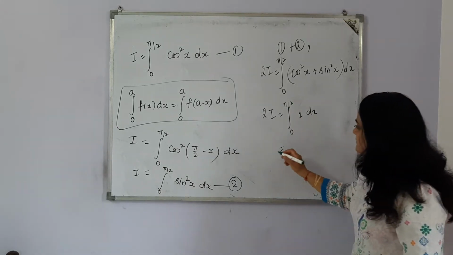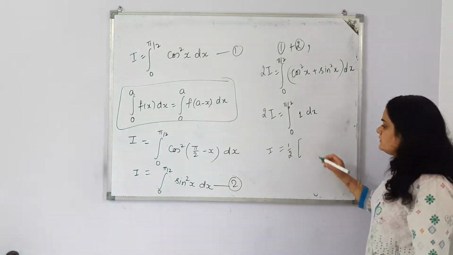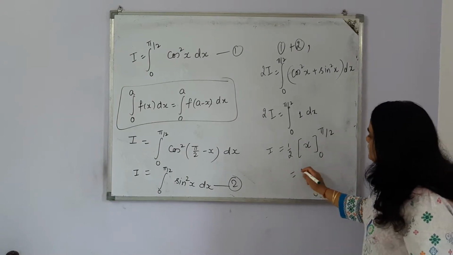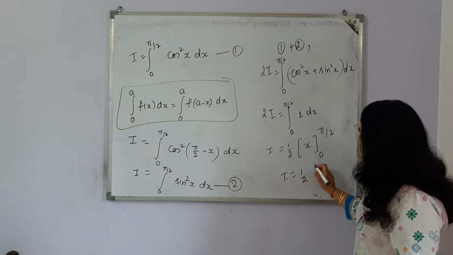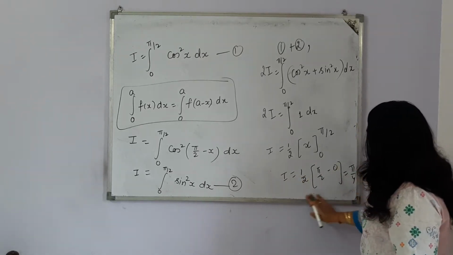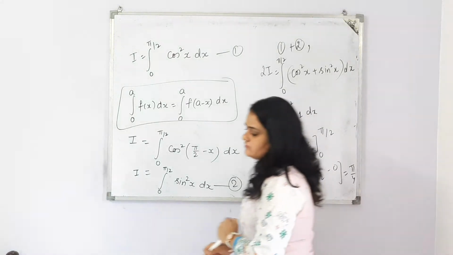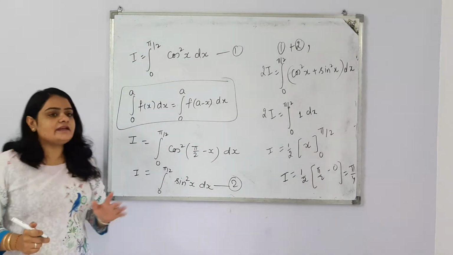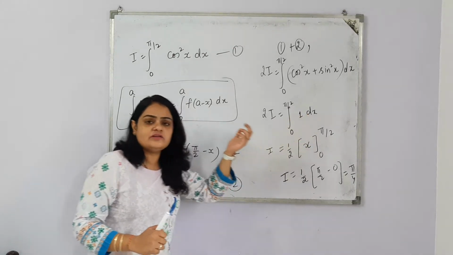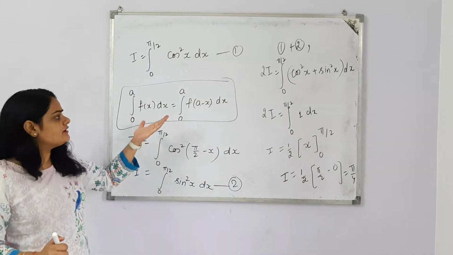Now of course it's quite easy to solve the integration of 1. The integration of 1 is x, any constant's integration is x. After substituting, I am getting pi by 2 minus 0, which gives pi by 4. Hope this question is clear, and you can see the question becomes quite easy. We all know the integration of a constant is easy, so the question becomes very easy after applying the property.